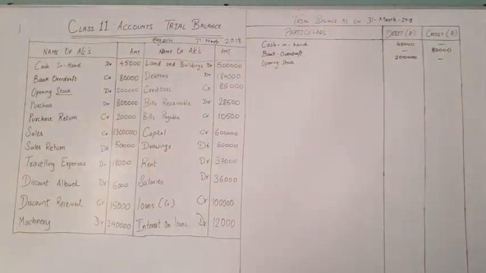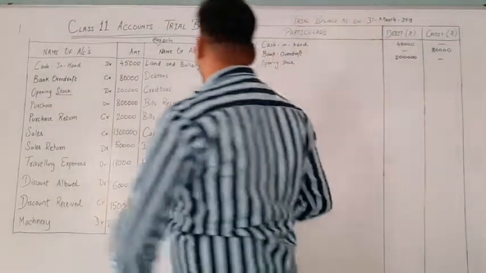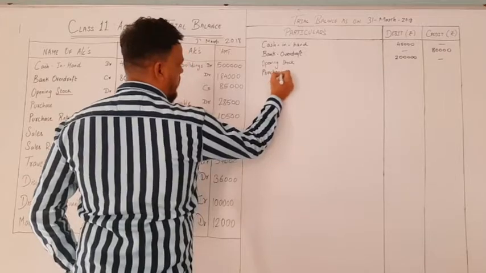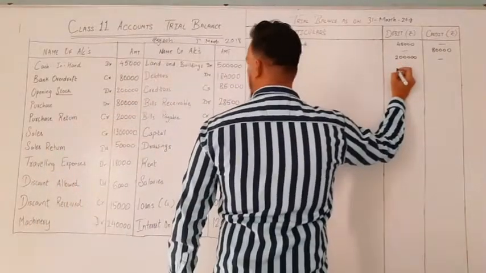Now the next part is purchase. Purchase is on the debit side. So I'm writing purchase here also. The purchase amount will be 8 lakh rupees.